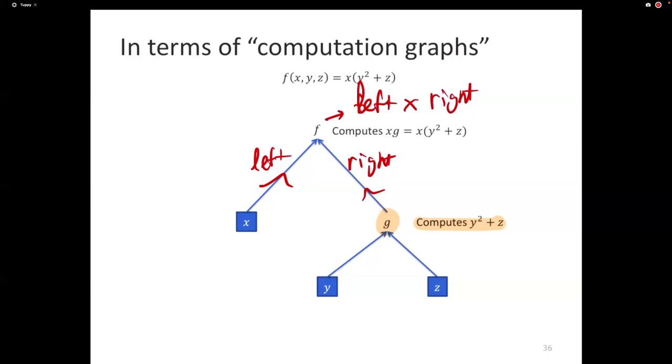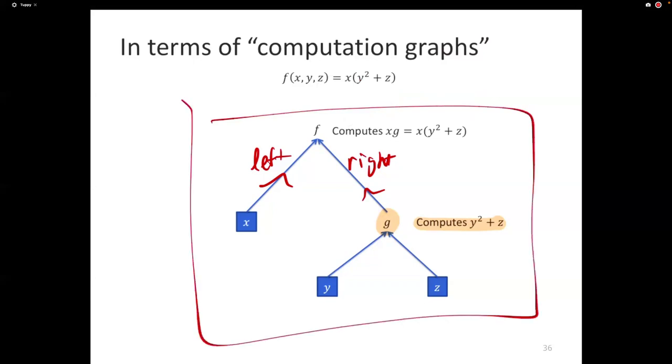Now, the question for you to think about is, first of all, does this computation graph compute the same function as f? So it computes y squared plus z in the middle and then multiplies that with x. So it also computes x times y squared plus z. Except notice that it's making it very clear here that the node that I'm calling f does not really care that the input to it was actually the output of some other function. It just gets two inputs and multiplies them. It doesn't care about the fact that some of the inputs came from somewhere else. And that property is useful for backpropagation to be mathematically correct.